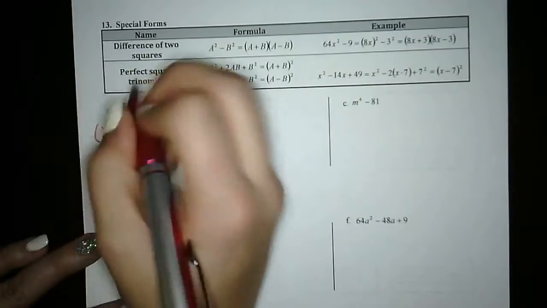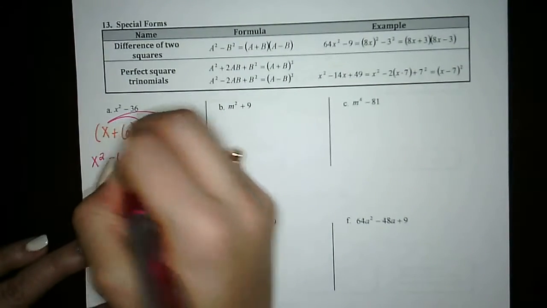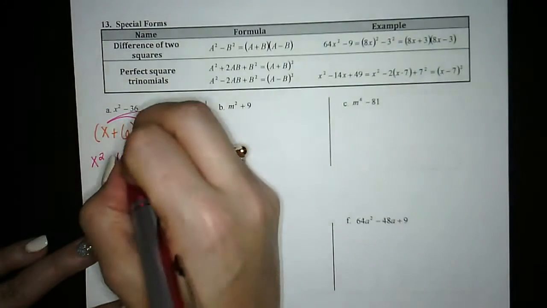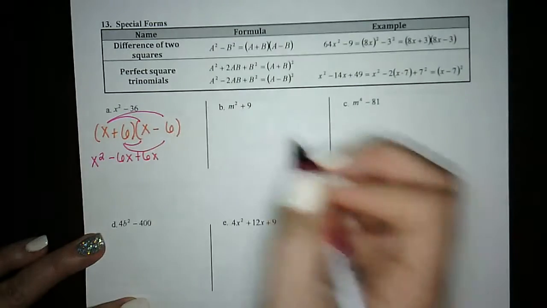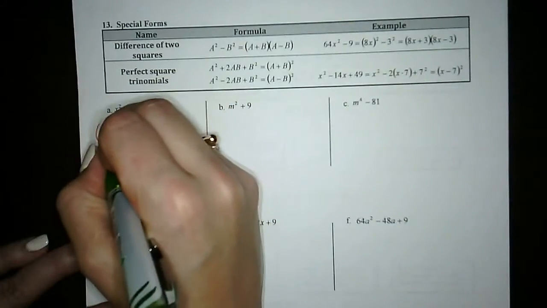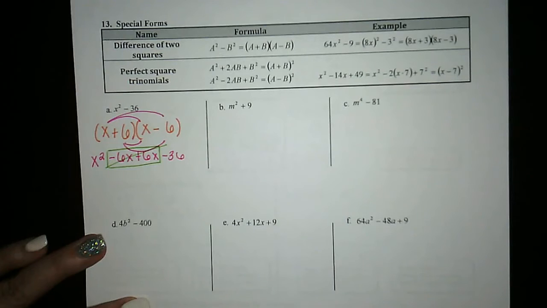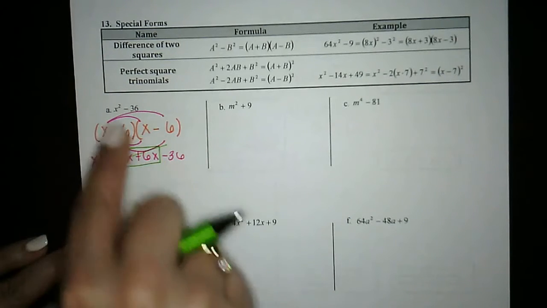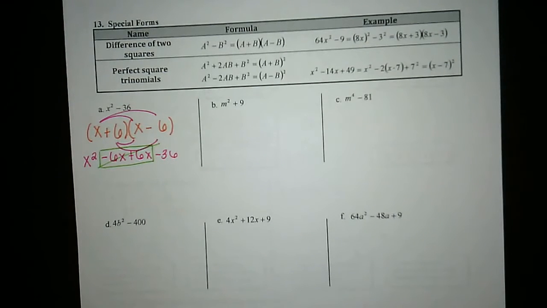We distribute x times x is x squared. X times negative 6 is negative 6x. 6 times x is positive 6x. Positive 6 times negative 6 is negative 36. When we look, what happens here is those cancel out. So all we're left with is x squared minus 36, which was our original thing. So in order to not have a middle term, one has to be positive, one has to be negative. And these are just easier that way.